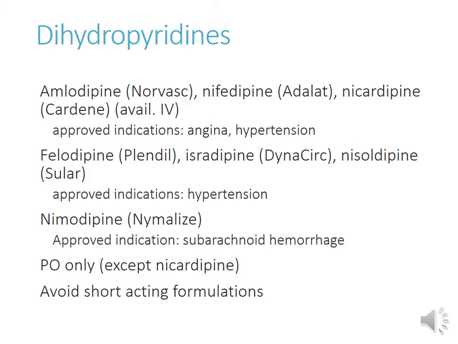You even have some other kind of oddball indications. So one like nimodipine is actually approved for subarachnoid hemorrhage because it helps prevent some of the vasospasm that happens after a bleed like that.